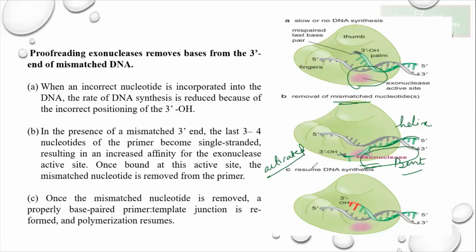Now, once the exonuclease activity is activated, it is going to remove the mismatched nucleotide. So what will happen? ये जितना wrong portion है, इसको आपने chop off कर दिया, हटा दिया. Again back to normal 3-OH. So once it is removed, again your exonuclease activity will go down and polymerase activity will come up. Okay, and the DNA polymerization will resume. Guys, this much is clear?